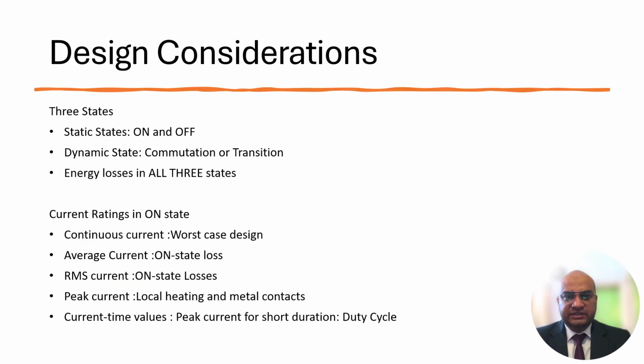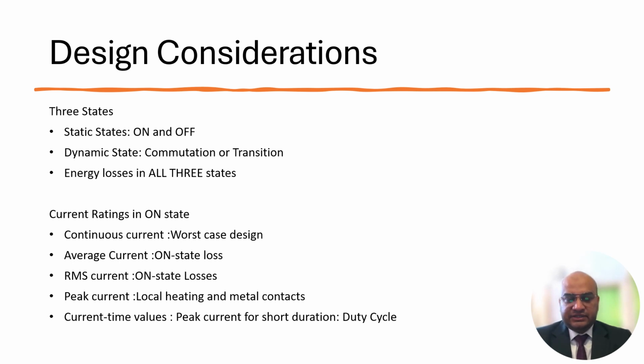Now, let's see certain design considerations, and for that we need to understand the three states of switching for each switch. Each switch has its static stage, where we talk about the on and off state of the circuit. Next, we need to discuss the dynamic stage, in which the transition or commutation process happens. And during all these stages, there are energy losses.